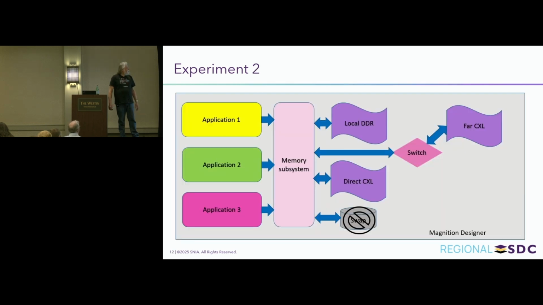So the second experiment we ran, there's still swap connected to the system, but we connected what would be considered local CXL, which would be CXL that is inside the server box, and far CXL, which would be CXL connected through a switch. And again, these are simulated. We chose arbitrary latency and latency spreads for each one of these to come up with what we considered a realistic experiment.